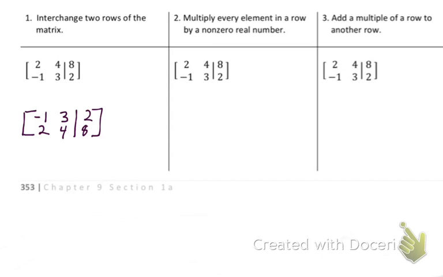All right, the second thing is you can multiply every element in a row by a number as long as it's non-zero. Just like when you're dealing with, if I have 2x plus 4y equals 6, I can multiply both sides by 3 as long as I do it to both sides.